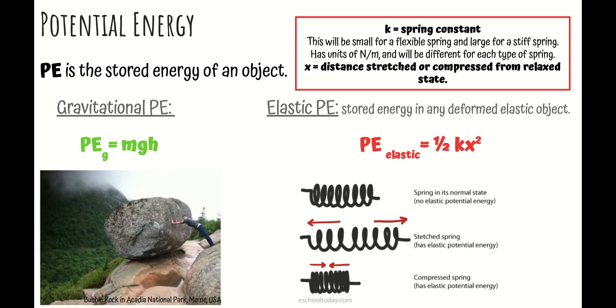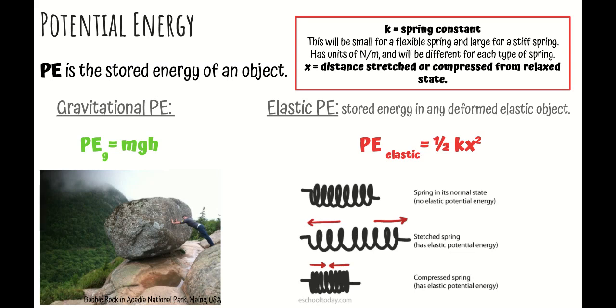reform its original shape. So the formula for this one is going to be PE with an elastic as a subscript, is equal to 1/2 kx squared. In this formula, k is our spring constant, which we talked about last unit. So we know how to find the spring constant. We know that spring constants exist if we know what type of materials we're using. So you can calculate it.